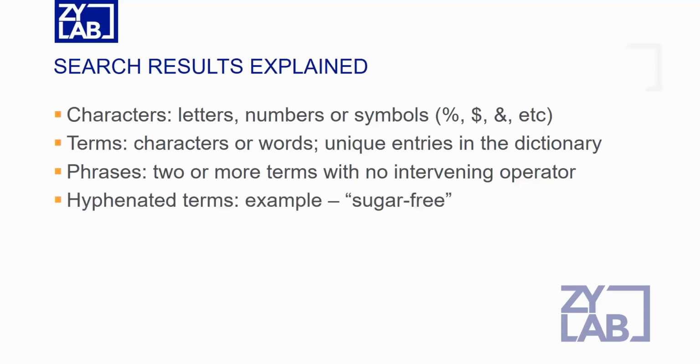Hyphenated terms such as sugar-free are two or more separate terms connected with a hyphen. Each term has the same token ID given by the tokenizer. A character map determines which characters are used to separate terms, which characters are indexed, and which ones are used for punctuation, etc. All possible characters that can be recognized and searched are listed on the character map.